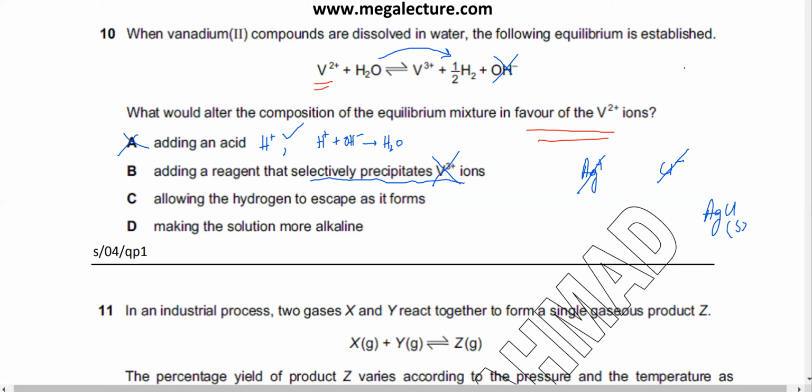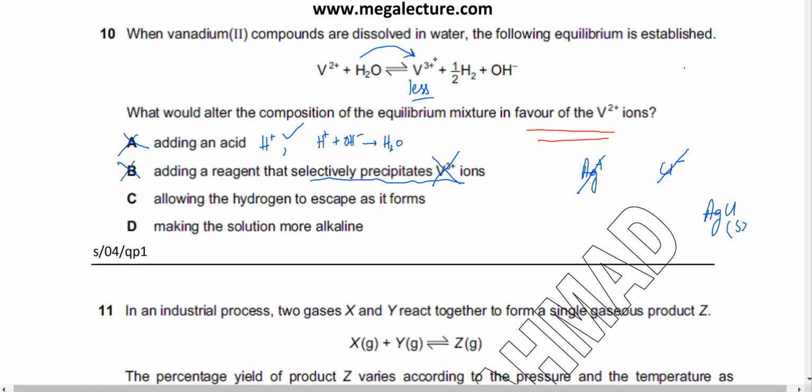So the solution is going to have less V3+ ions, because all of them would have formed a precipitate and been removed from the solution. If V3+ ions are gone and there are fewer of them, the equilibrium would try to make more of them. So again, the backward reaction is going to be favored. Option C, so this is also incorrect. We don't want the reaction to go in the forward direction.